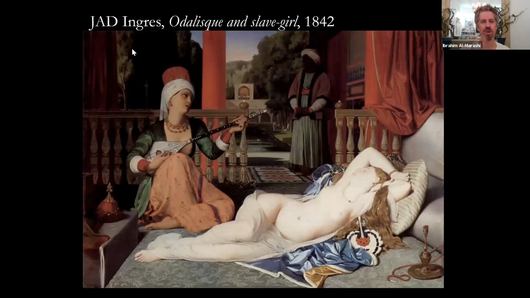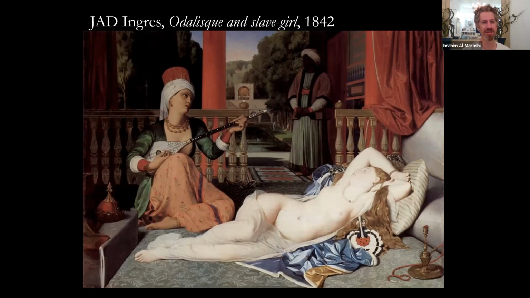Then what other elements do we have of Ingres that set the formula of Orientalist art? There's a domestic servant, another servant playing, the naked woman, and the consumption of opium. Now, of course, was Ingres allowed into the realm of the Ottomans' harem? Of course not. This is all a work of imagination. And this is the point.